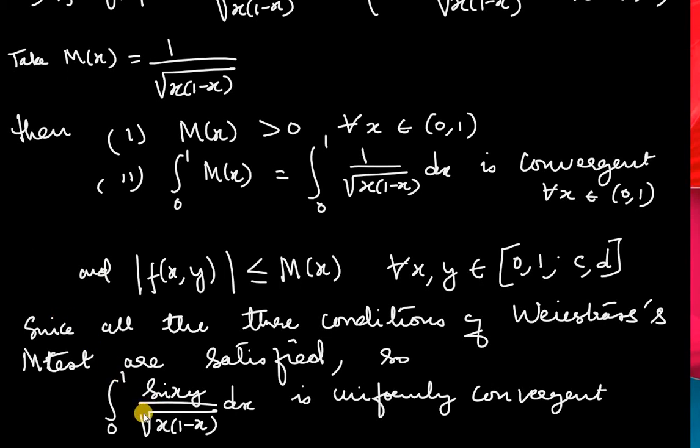Why is this integral an improper integral? Because you can see that 0 and 1 are the points of infinite discontinuity of this function f(x,y). So I hope it is clear now, using this Weierstrass M-test, how to establish the uniform convergence of the given improper integral.